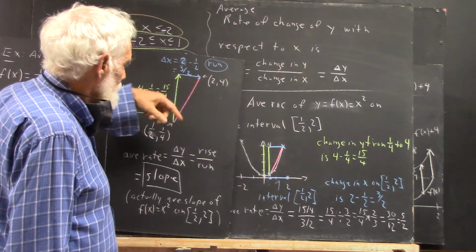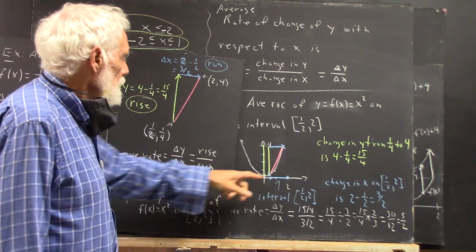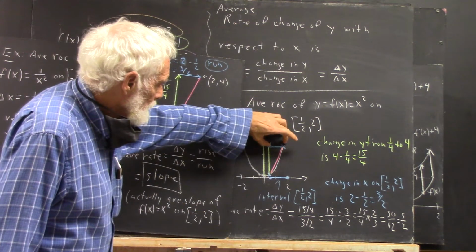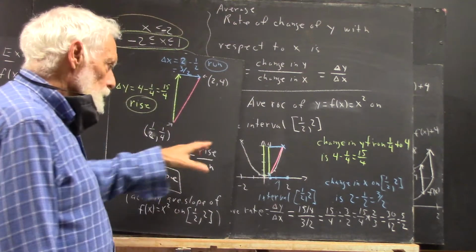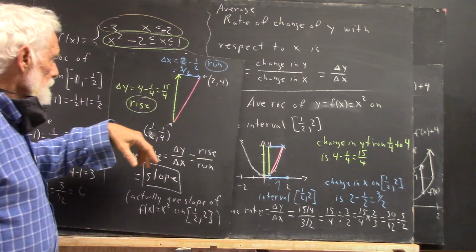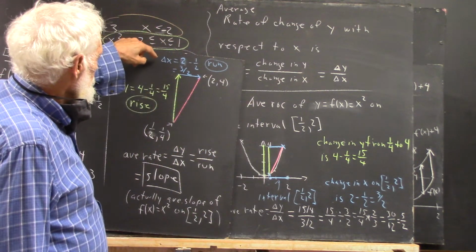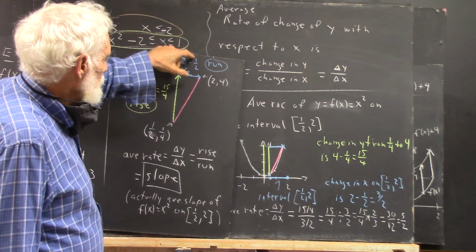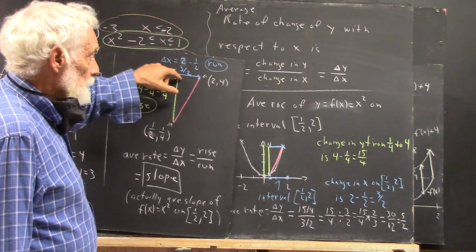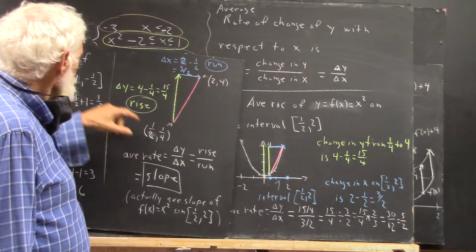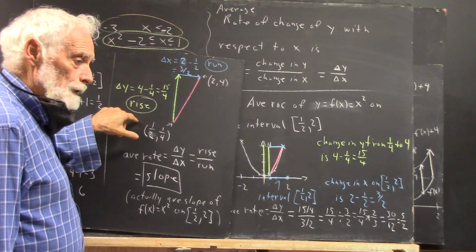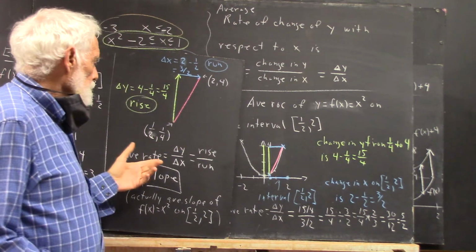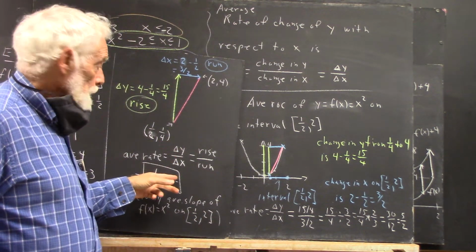This displacement here is from x equals 1/2 to 2. So, this is the same as this. Doesn't look that way in this bad perspective on the board, but my fault. But the change in x is 2 minus 1/2, and that's 3/2. That's called the run. The change in y is the rise. Okay, well, to find the average rate, you divide the rise by the run.